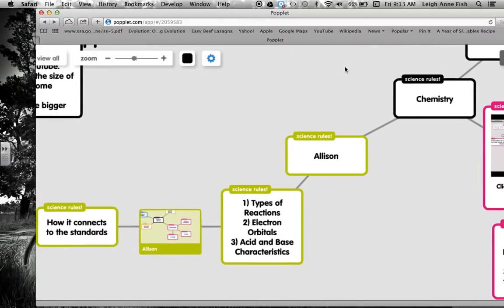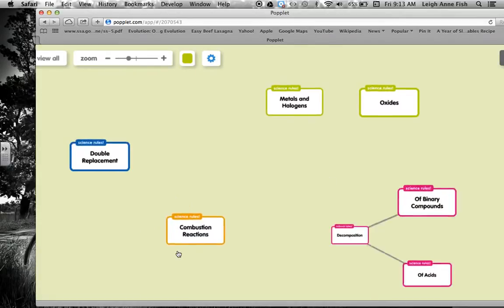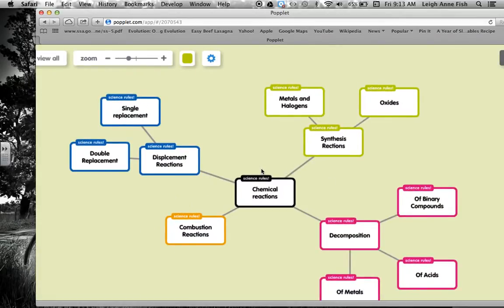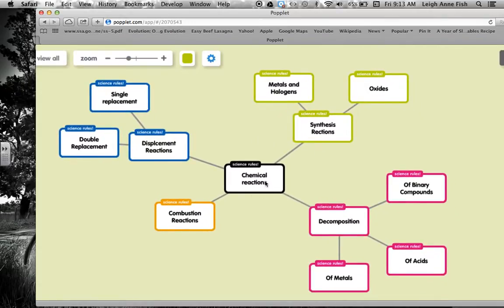For mine, I'm doing chemistry, and I would use this for talking about different types of reactions, or electron orbitals and acid and base characteristics. If we go to my Poplet right here, I made a Poplet about different chemical reactions, and I would use this concept map, which is what Poplet is for, to show my students that there's all types of chemical reactions, and there's different subsects of those reactions.